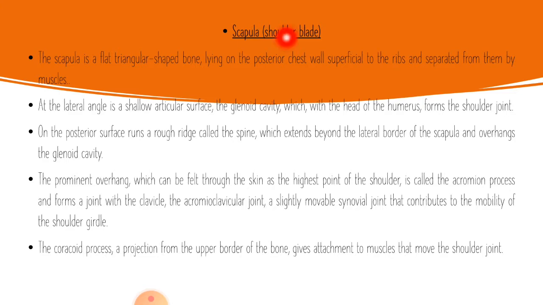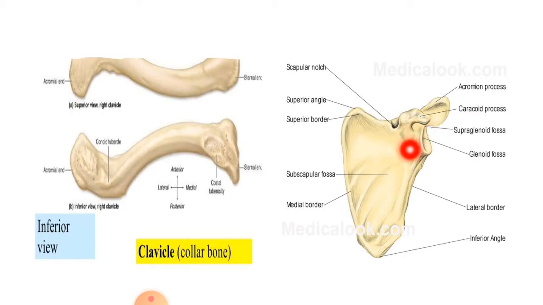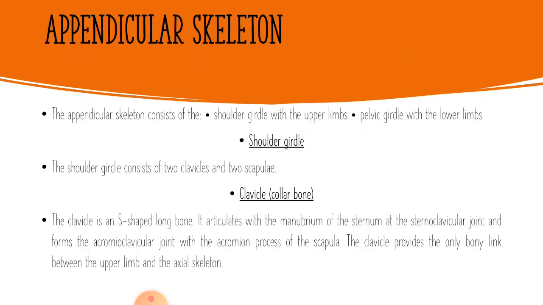Next is the scapula, which is also called the shoulder blade. The scapula is a flat triangular shaped bone lying on the posterior chest wall, superficial to the ribs and separated from them by the muscles. At the lateral angle is a shallow articular surface, the glenoid cavity, which with the head of the humerus forms the shoulder joint. So this is the glenoid fossa or the glenoid cavity. It is going to articulate with the head of the humerus, and they will form the shoulder joint.